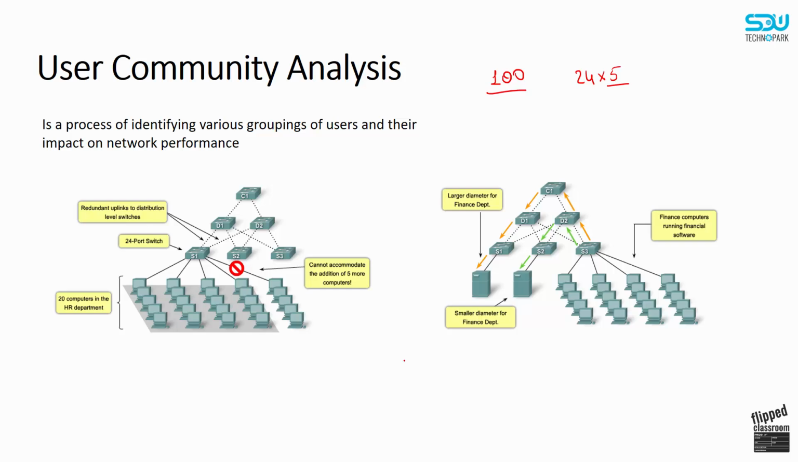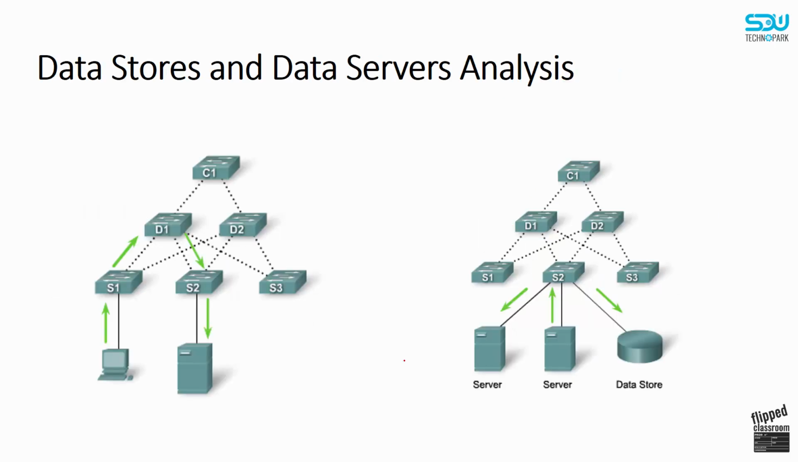So before buying any equipment, you have to make a user community analysis, and you have to analyze how many users will work after 3 or 5 years in the organization in which you work now. Data stores and data service analysis is the analysis of placing equipment in correct places. I mean, to make allocation correctly.